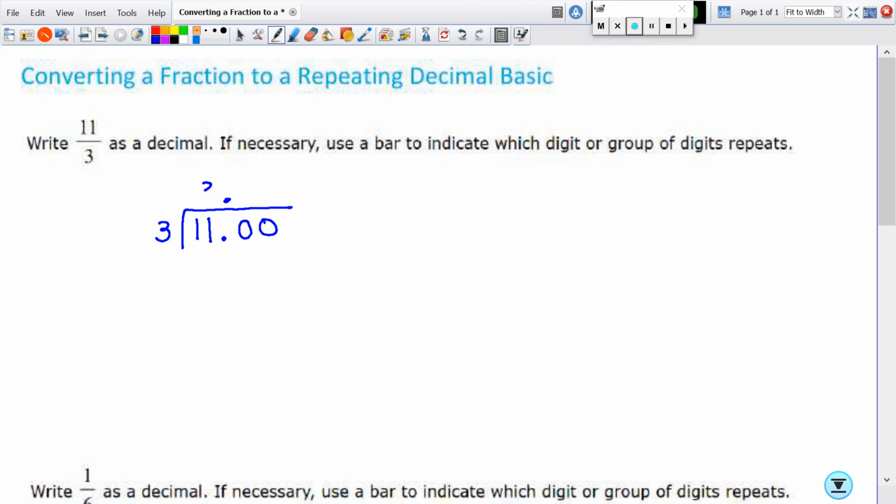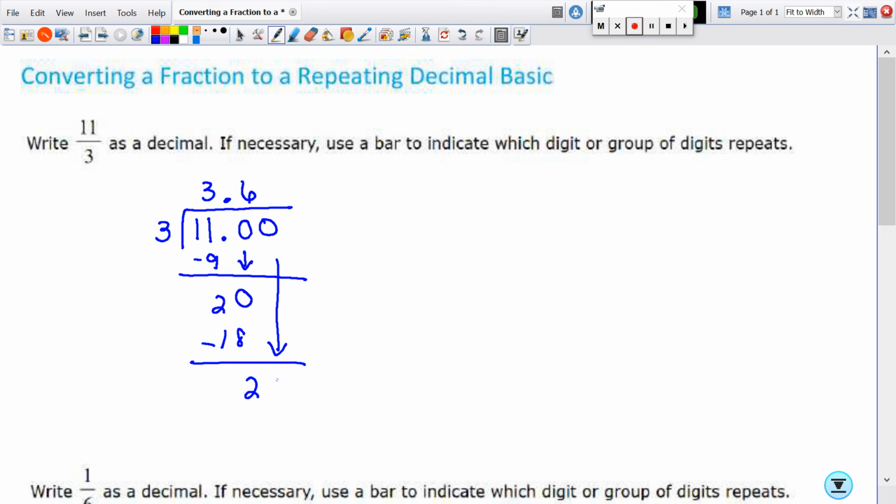3 goes into 11 3 times. 3 times 3 is 9. Subtract. 11 take away 9 is 2. Bring down the next number, which is 0. 3 goes into 20 6 times. 6 times 3 is 18. Subtract. 20 take away 18 is 2.